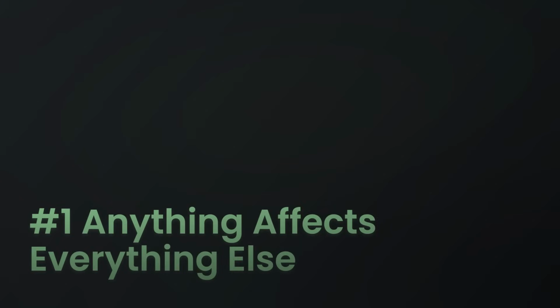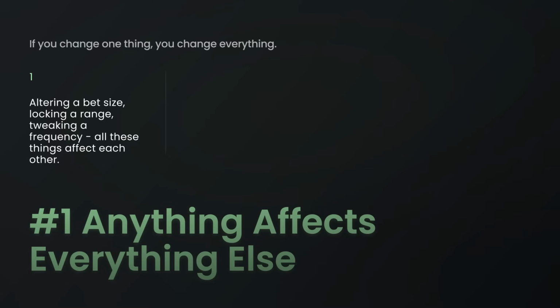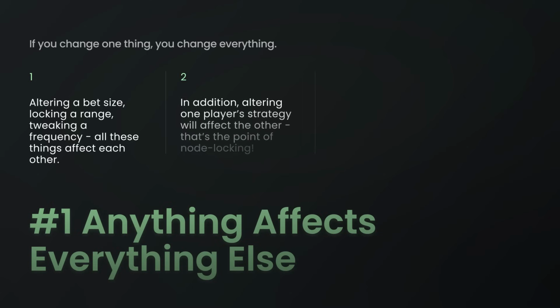Now, the most important thing to remember about node locking, and something that any pro or anybody who's spent a long time working with solvers definitely recognizes, is that everything affects everything else. What I mean by that is that changing one thing is going to change the entire sim. That's because it's kind of an ecosystem all to itself. Everything depends on everything else. If you alter one bet size, if you lock a specific range, if you tweak a frequency, all of these things are going to affect each other. And of course, that also means that altering one player's strategy is going to affect the other player's strategy, because that's the point. That's the goal.